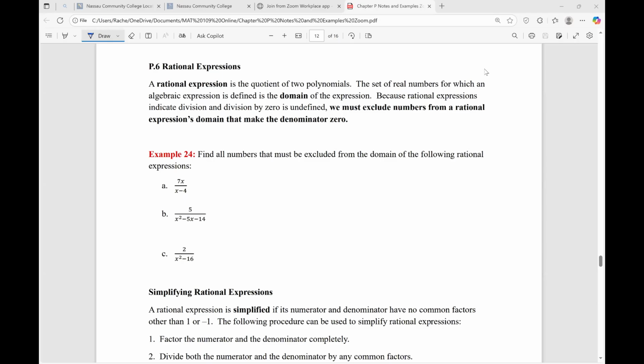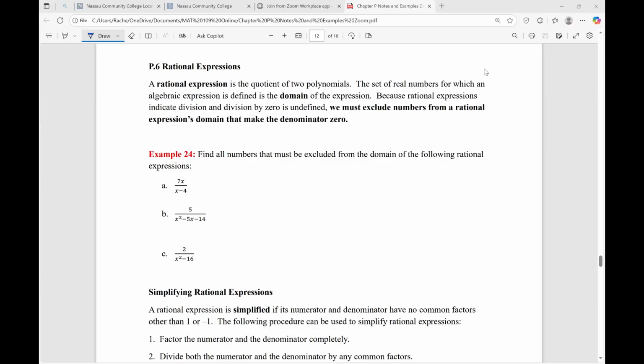In this lecture, we're going to cover section P6, rational expressions, and this is the last section in the prerequisite chapter. So what's a rational expression? I think of it as a fraction, really. It's just the quotient of two polynomials. But we have to be careful.